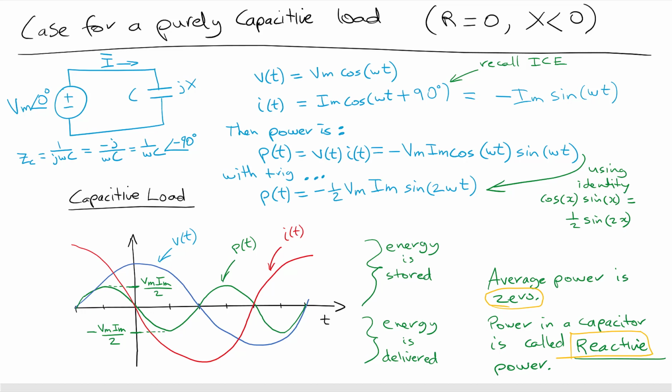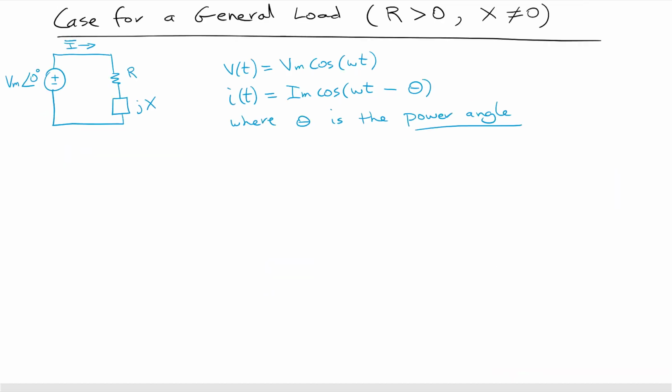So then, now if we combine all of this, we get the idea for a general load where the resistance is greater than 0 and the reactance is not equal to 0. So reactance can be some positive number if it's inductive, or a negative number if it's capacitive. So then we're expressing the general load as a resistor in series with some reactance, and we have a stimulating voltage Vm cos omega t.